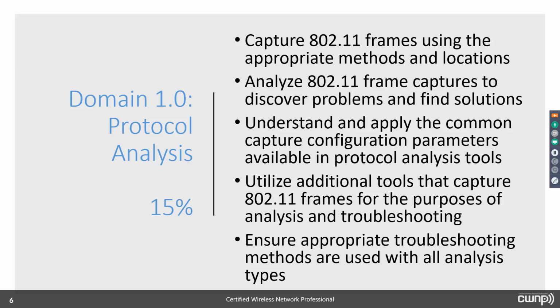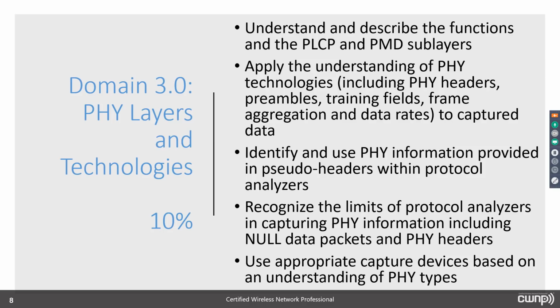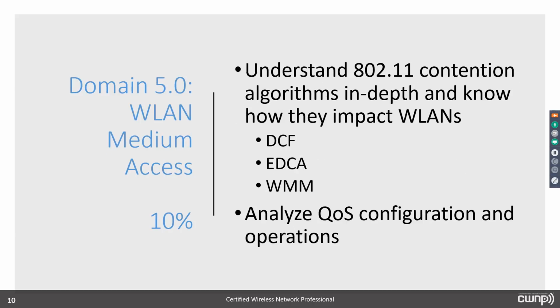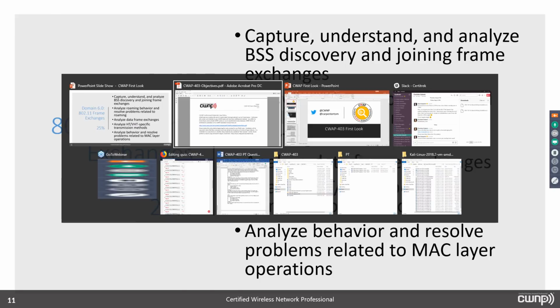So within domain 1, as you can see here, we have 5 major objectives. Within domain 2, we have 4 major objectives. Within domain 3, we have 5 major objectives. Within domain 4, we have 4 major objectives. Domain 5 only has 2 major objectives. I've gone ahead and put some sub-objectives in here. And domain 6 has 5 major objectives. So with that said, let's take a look at the actual objectives document.